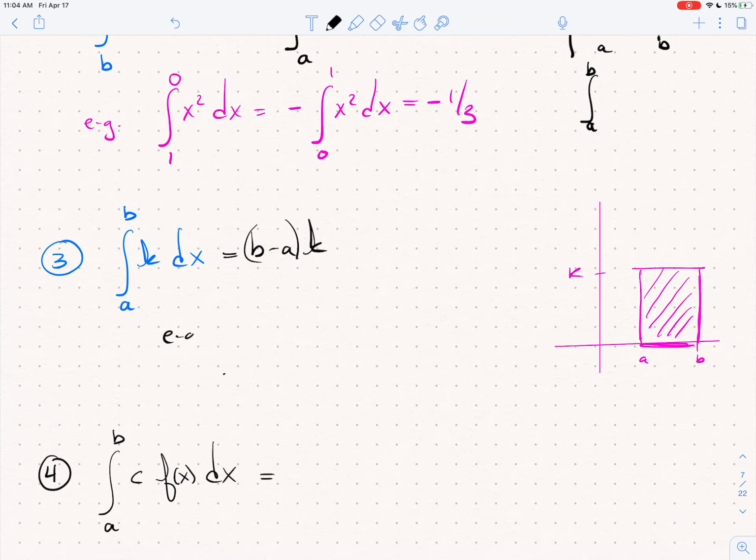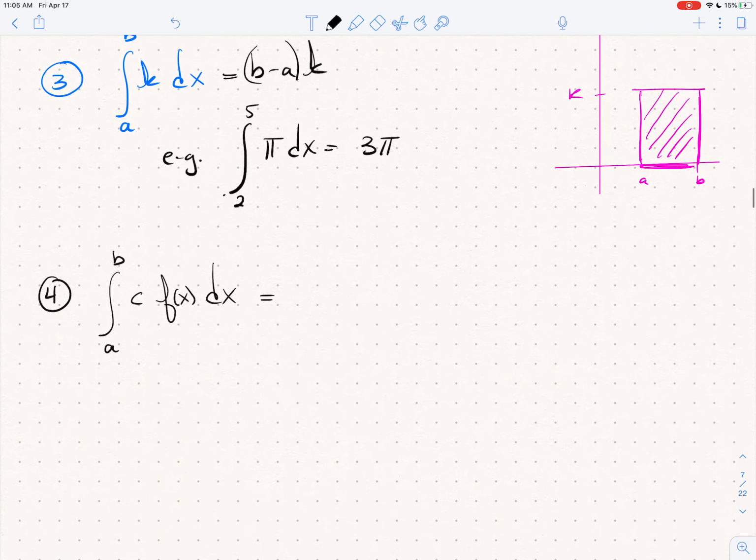So example, let's just squeeze an example of each one of these in. If I want to integrate from 2 to 5 of pi dx, I just get 5 minus 2 is 3 pi. And so those are really nice. Integrating constants is easy because it's just rectangles.